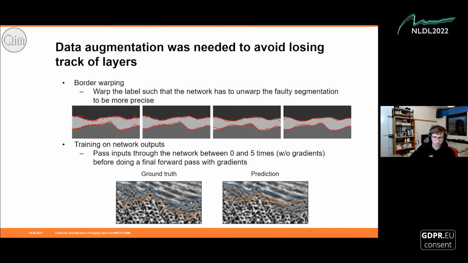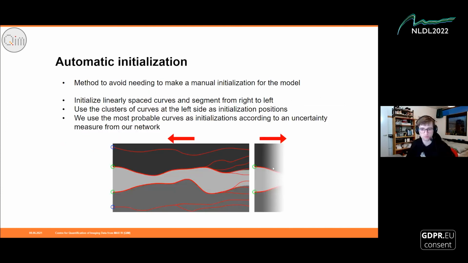The main thing that would happen if we did not include these transformations is that our network would lose track of layers. It would be too confident in its own segmentation. So as soon as the network lost track of a layer, it would be sure, okay, we're at the right layer, so it would just continue what looks like a layer around the part where it lost track. In this example down here, we lose track around here in the prediction, and then the network just continues the label as if this is the layer, despite it not actually being the ground truth. So this is what the augmentations prevent.